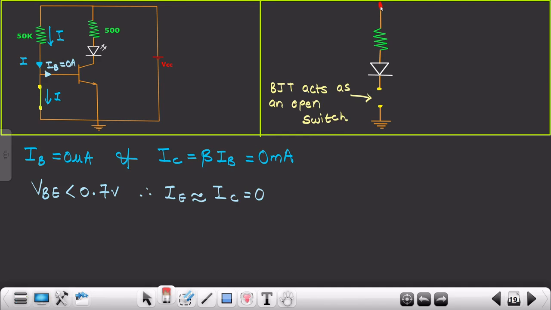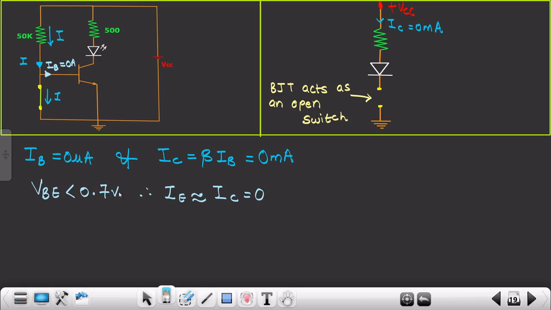This is your plus VCC. As you can see, your IB is 0, and since your IB is 0, the current flowing in this direction is also 0 milliampere. Why? Because it is not able to reach up to the ground. And why is it not able to reach the ground? Because in between there is the base emitter junction, and the base emitter junction voltage is less than 0.7 volts.